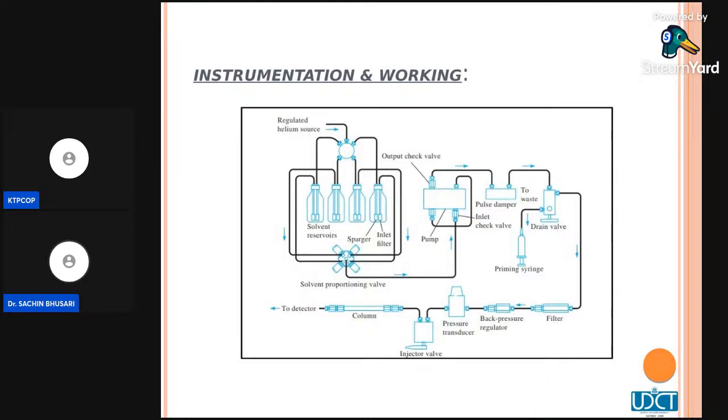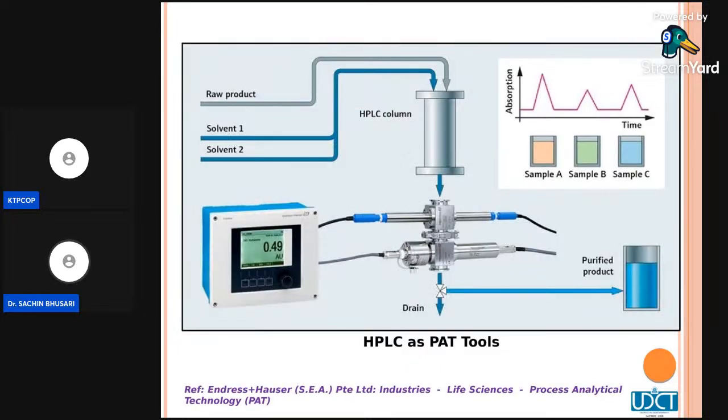Now if you look into the working of the HPLC, everyone knows it. Just for the sake of students, this is the instrumentation and working of the HPLC. But when it acts as a PAT tool, the scene is different. You can see the HPLC column, it goes into the detector system, sensors are there, and based on this sensing system, you can collect the product or you can throw it out. So for samples A, B, C, depending upon collection and mechanism, it is prepared for HPLC and automated as a tool. Endress+Hauser has developed this. Process analytical tool references are there. So when HPLC works as a PAT tool, now see the changes.